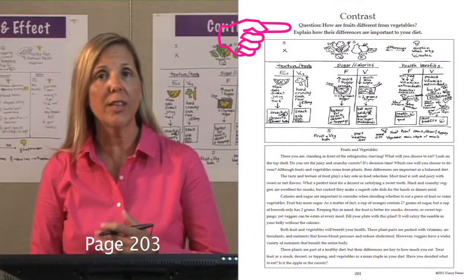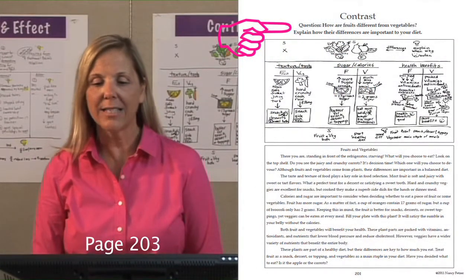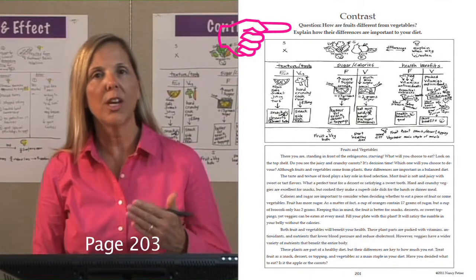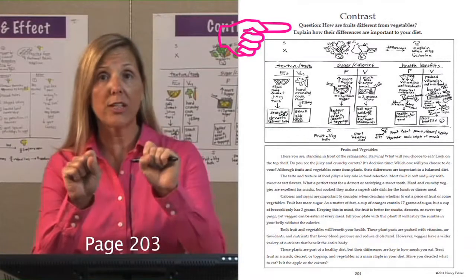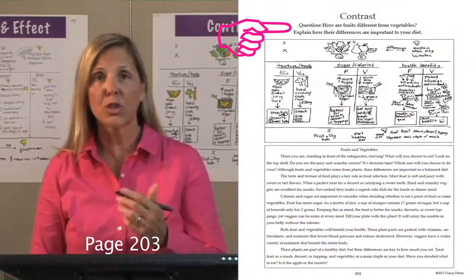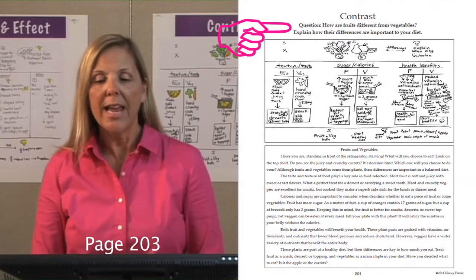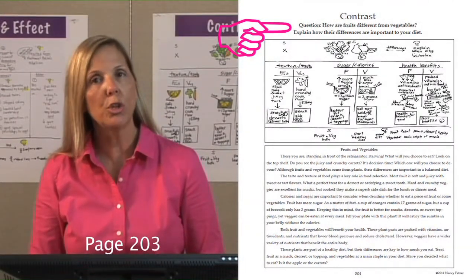Here's the question that we used in order to write this paper. And that is, how are fruits different from vegetables? So there's our task. Fruits and vegetables, we're going to look at their differences. And then here's the purpose for this paper. Explain how their differences are important to your diet.